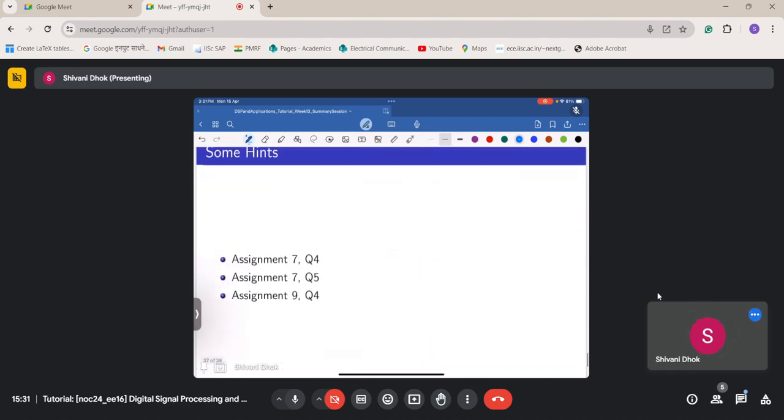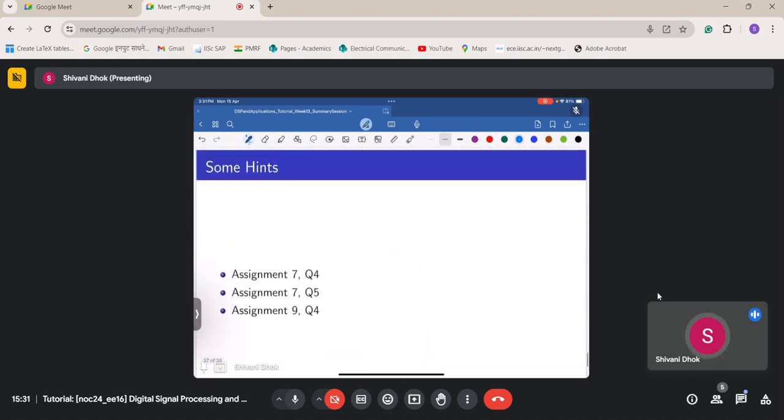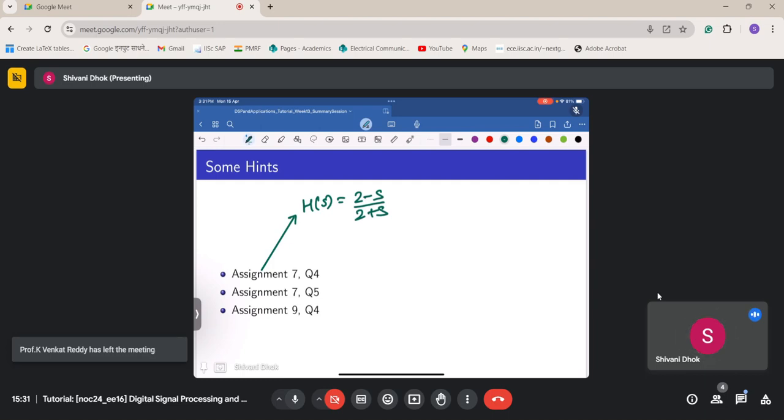Okay, so I'll give some hints for these three questions and then we'll solve the third question which you had a query about. So the fourth question of assignment 7 was related to a question something like this. You were given h of s as 2 minus s upon 2 plus s, and then you were asked to figure out what's wrong and if this kind of thing is useful or not.